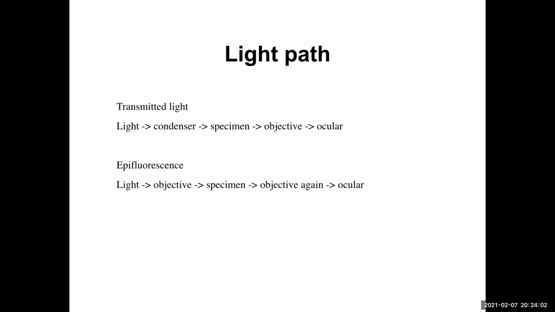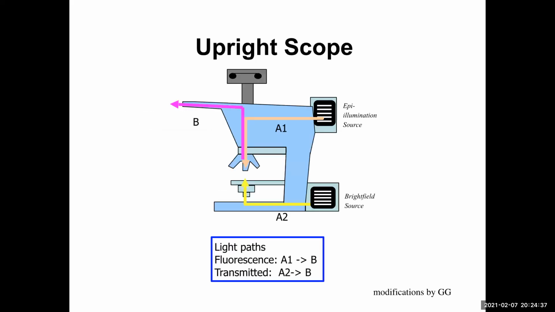For epifluorescence, the light starts out, it doesn't go through a condenser. It goes through the objective, hits your specimen, goes back up through the objective, and then out to the ocular. So, wow, where's the condenser? There isn't one. The objective acts as a condenser. And in fact, half of the scope is not used. Let's just look, actually.